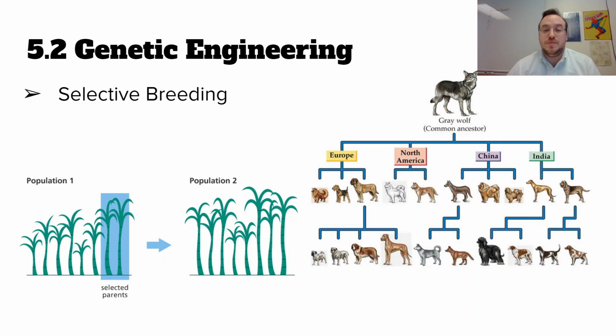So if you are only planting the seeds from plants that have the specific traits that you want, then the next generation of those plants is going to be more of the plants that have those traits that you want. Right? And you can kind of see that in the diagram where if you breed the two tallest plants, the next generation has a taller population.